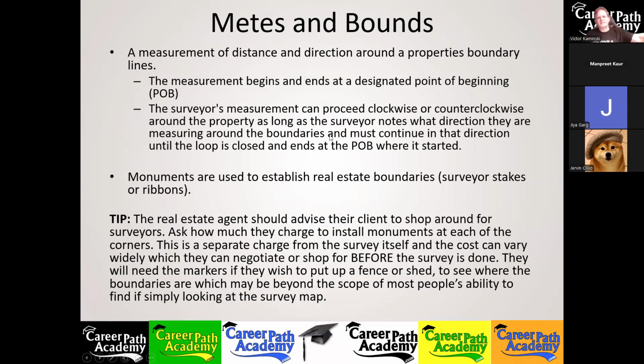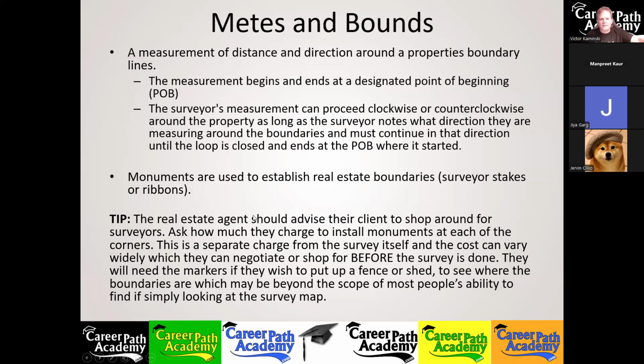So it's a measurement of distance and direction around the property's boundary lines. That measurement starts and ends at the point of beginning. Monuments are used to establish real estate boundaries. The surveyor can have a piece of wood or a piece of steel rebar that they'll pound in the ground at each of the corners of the property. If it's a square or rectangular lot, there'll be 4 of them, but you could have lots that are irregularly shaped and have more corners and angles than just 4.